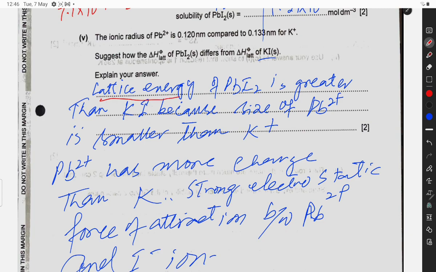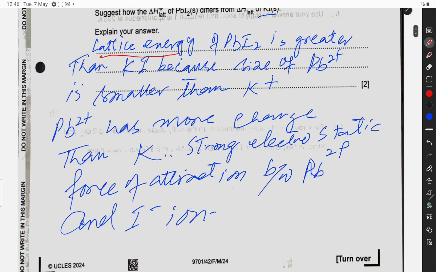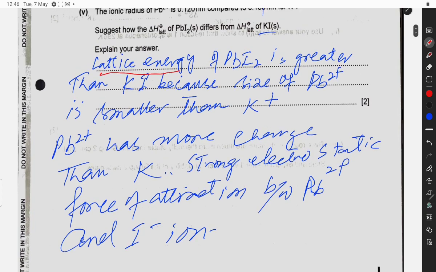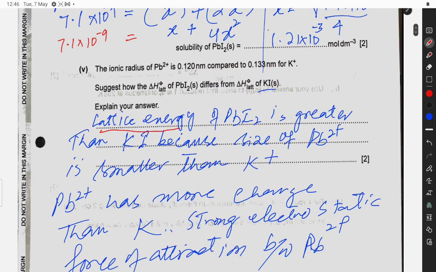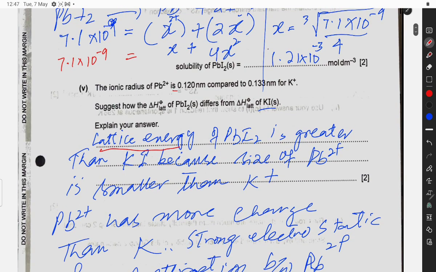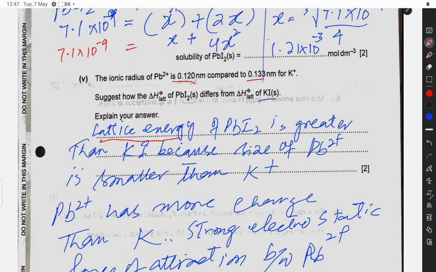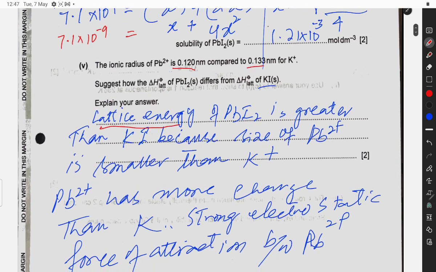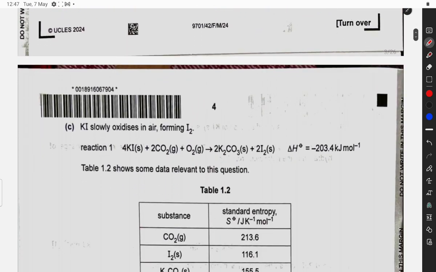The lattice energy of lead(II) iodide is greater than potassium iodide because the size of the lead(II) ion is smaller than potassium, and lead(II) has more charge than potassium. There is a strong electrostatic force of attraction between lead(II) ions and iodide ions, hence a large amount of energy is needed to break this lattice. The ionic radius is 0.120 and this is 0.133. The size is smaller but the charge is greater, so that's why the lattice energy of lead(II) iodide is greater than potassium iodide.